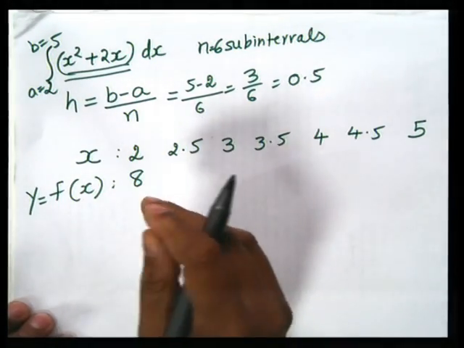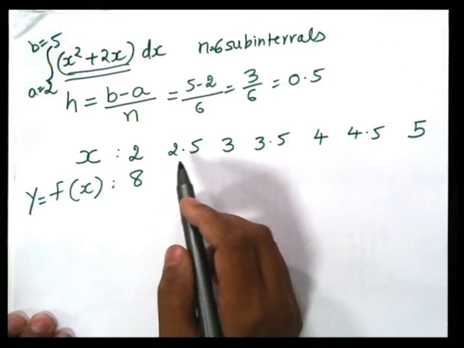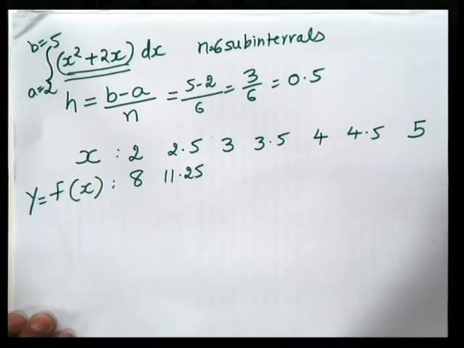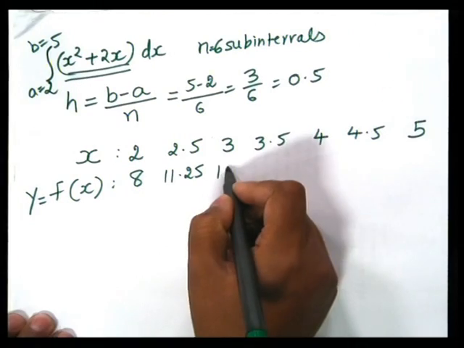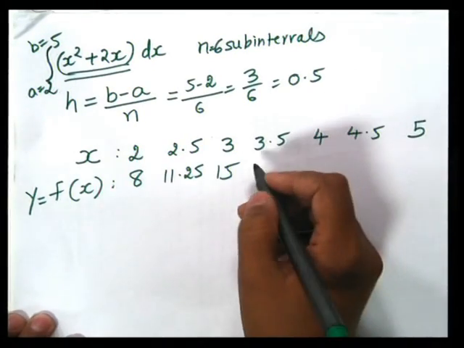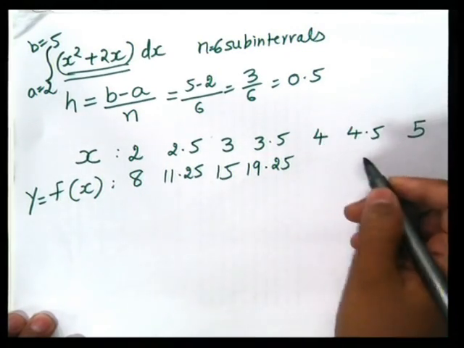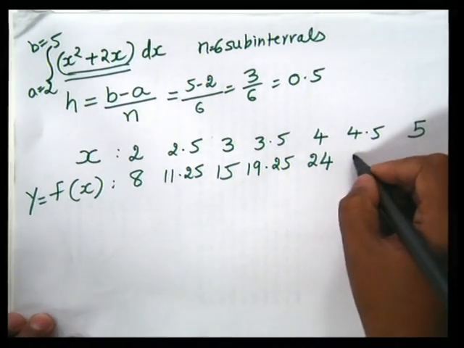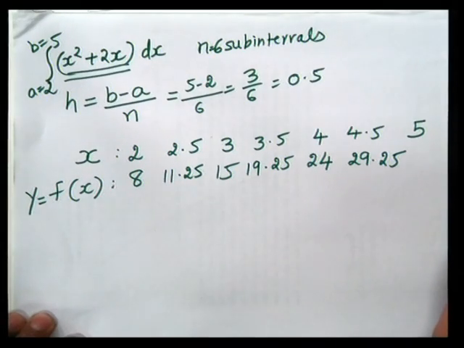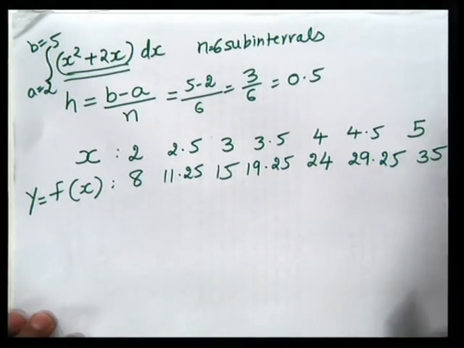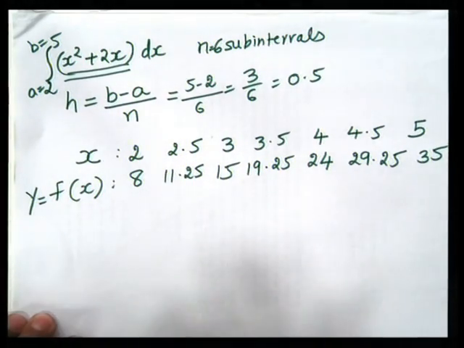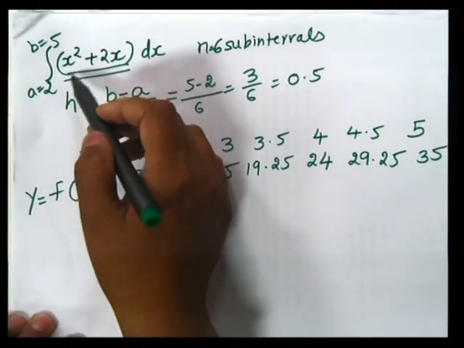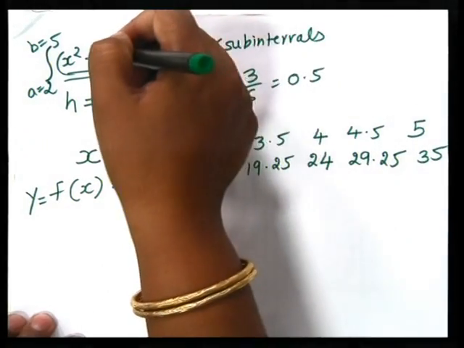Now, in the same function, if we put the value of x to be 2.5, we get the value 11.25. Again, the remaining values: if I put 3, I'll be getting the answer 15. If I put 3.5, I'll be getting 19.25. If I put 4, I'll be getting the answer 24. If I put 4.5, I'll be getting 29.25. And if I put the last value 5, I'll be getting the answer 35. So these values of f of x are obtained when we put the values of x into that formula, x square plus 2x.